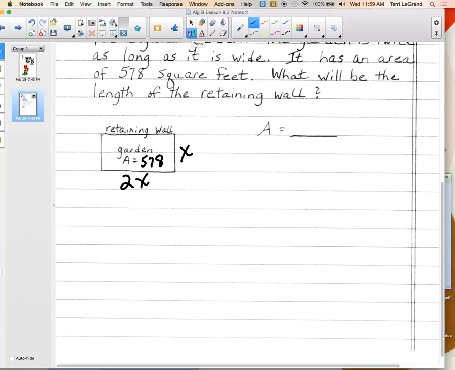The area is 578. How do we find the area of a rectangle? Multiply the length times width. That's how we find area. So now we'll substitute into our area formula. What are we going to put in for capital A? 578. What are we going to put in for the length? 2x. What are we going to put in for the width? X.